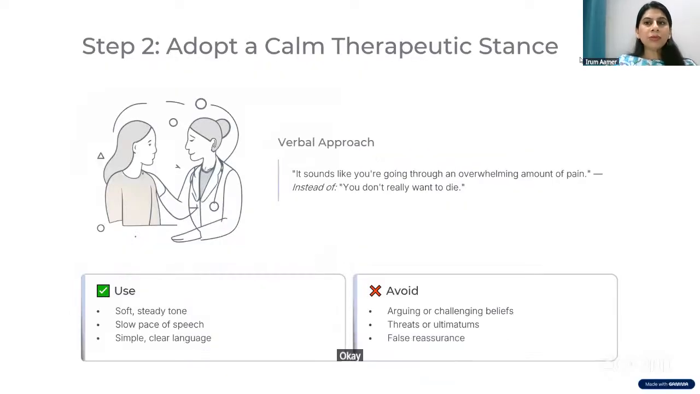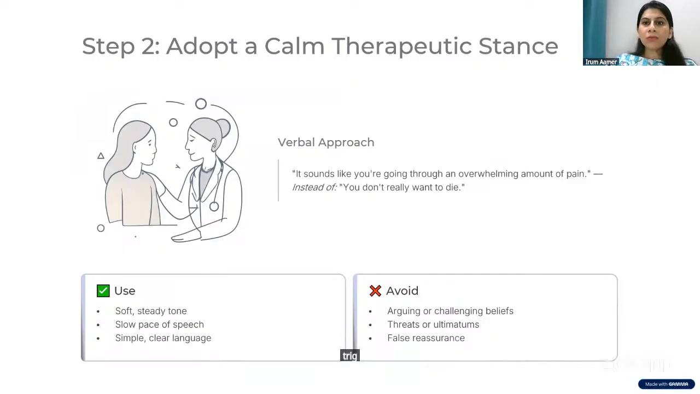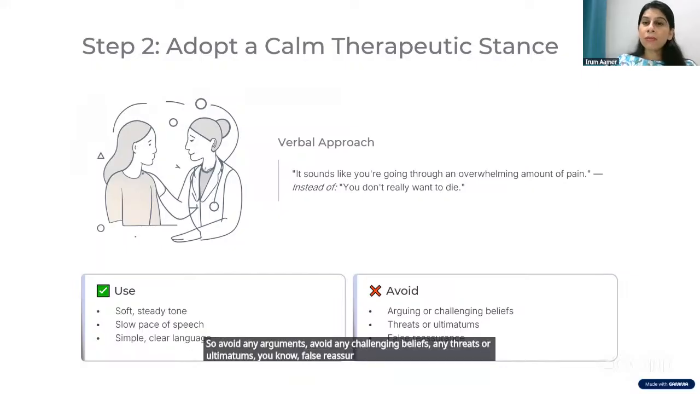Adopt a therapeutic, calm stance where verbal approaches can be used. For example, "It sounds like you're going through an overwhelming amount of pain," instead of saying, "You don't really want to die, right?" If you say things like that, it can be quite triggering. So avoid arguments, avoid challenging beliefs, threats or ultimatums, and false reassurances by the doctor or by the family members.